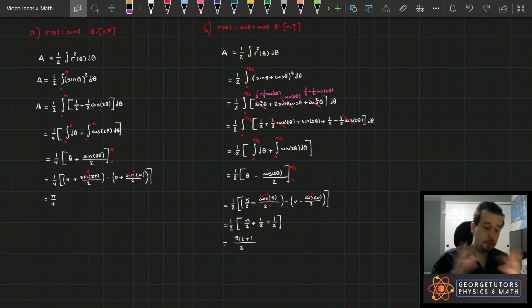So again, these are two examples and how they are done in polar coordinates. I hope again the development of the formula was easy to follow and that it's been helpful.